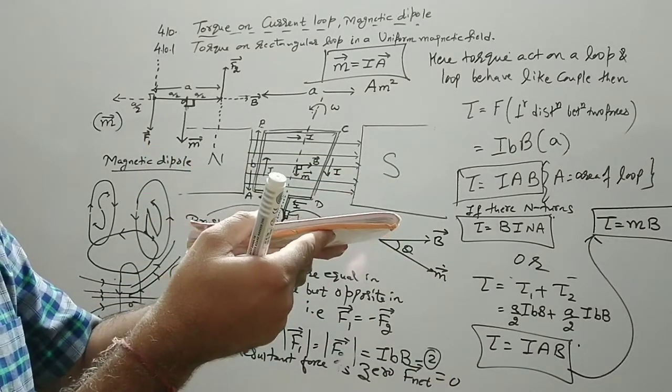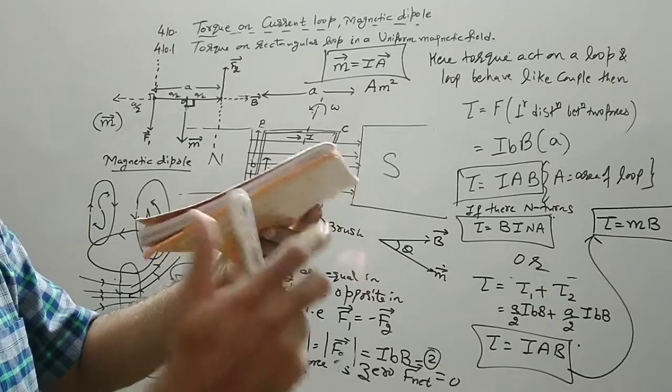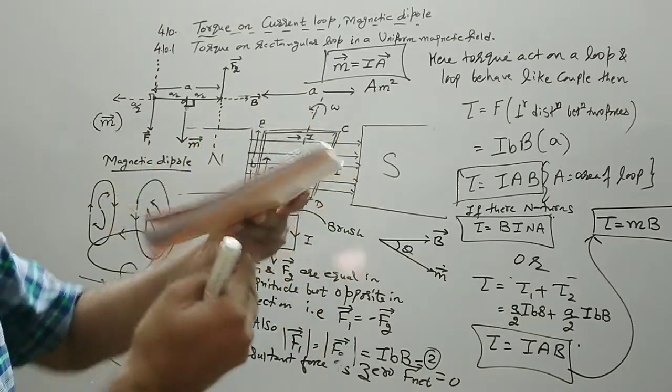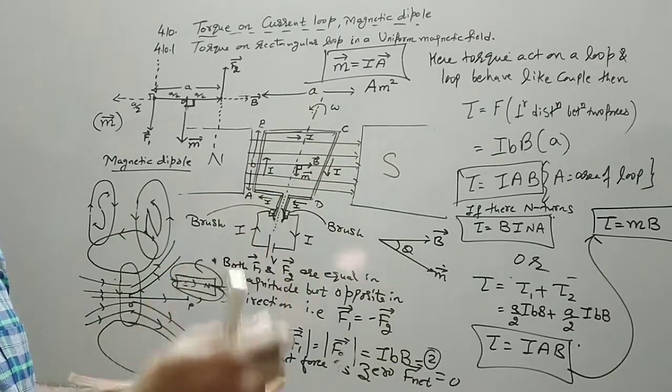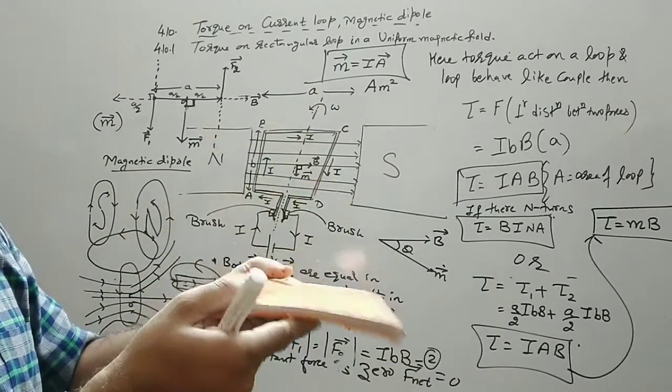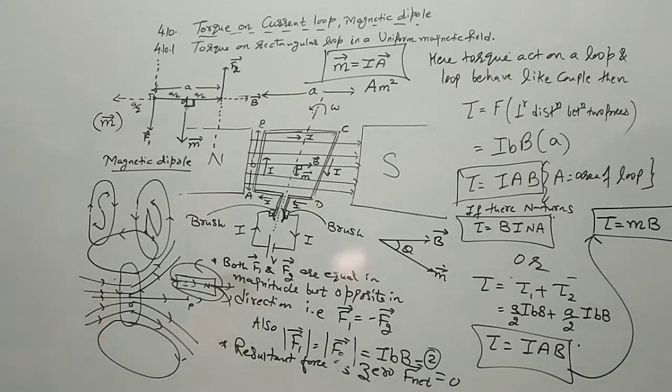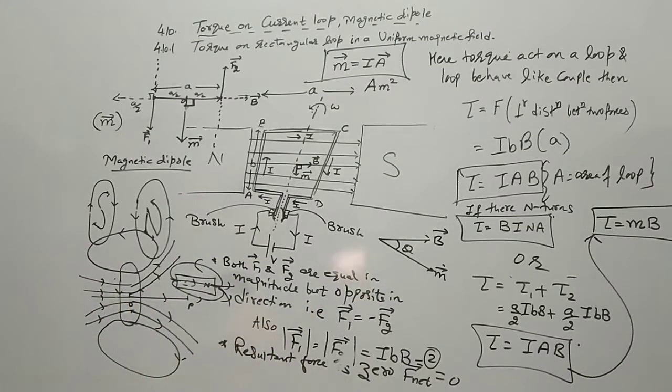Let us rotate it by a small angle in the anti-clockwise direction. So this becomes M. This is B. So the angle will decrease. Now when the angle decreases, we will see whether the torque will increase or decrease. What happened in that situation.